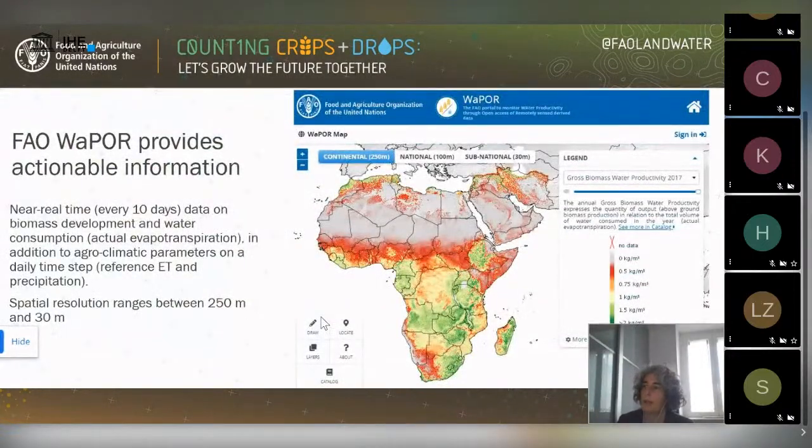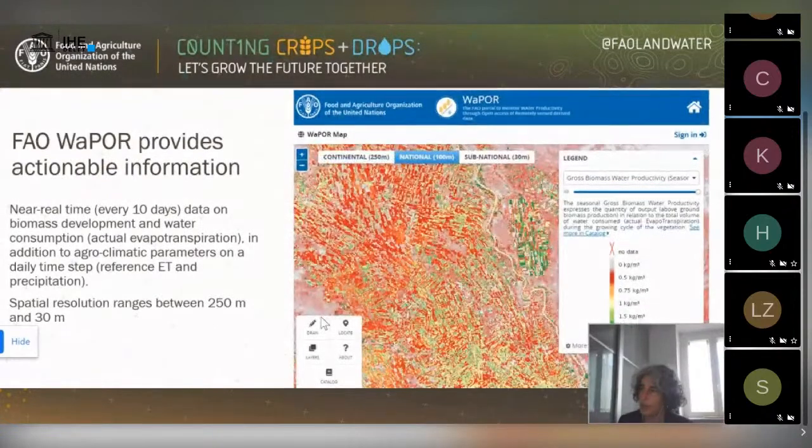This is how the data comes in the WaPOR portal. But you will see that there are other ways, of course, of accessing the data. So this map is the continental level water productivity. Then this is how it looks at the 100-meter resolution.